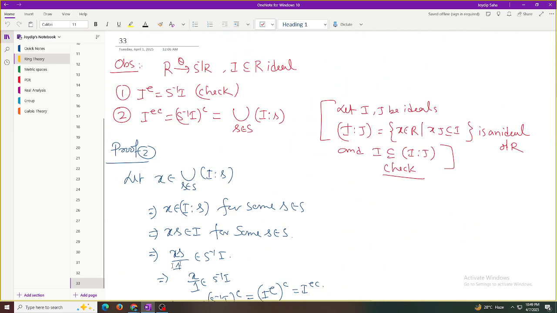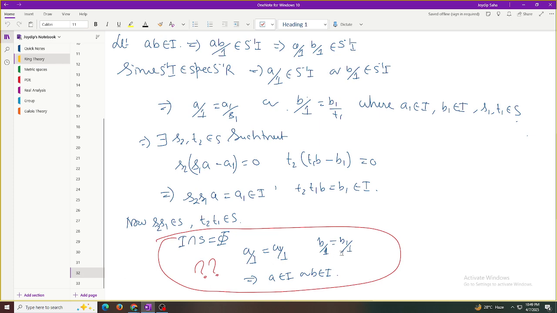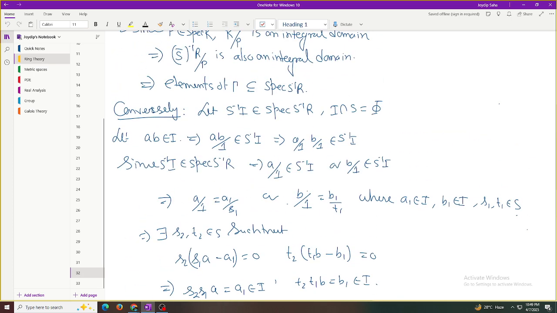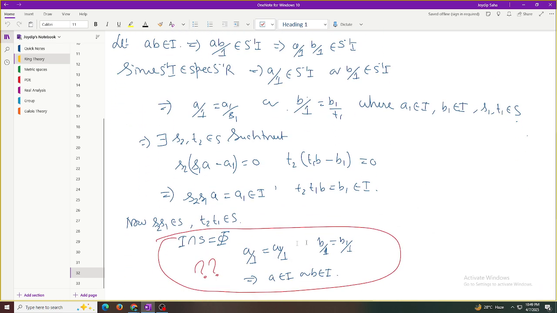So this was the last theorem, observation. So this was the previous one. So here, have you checked it?